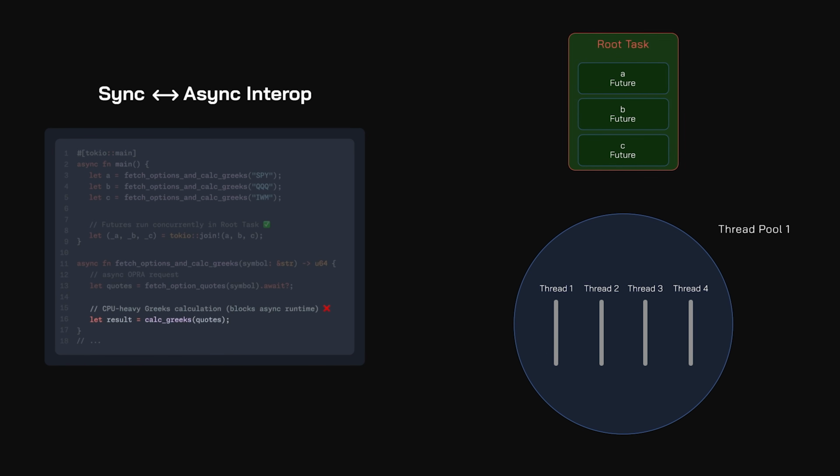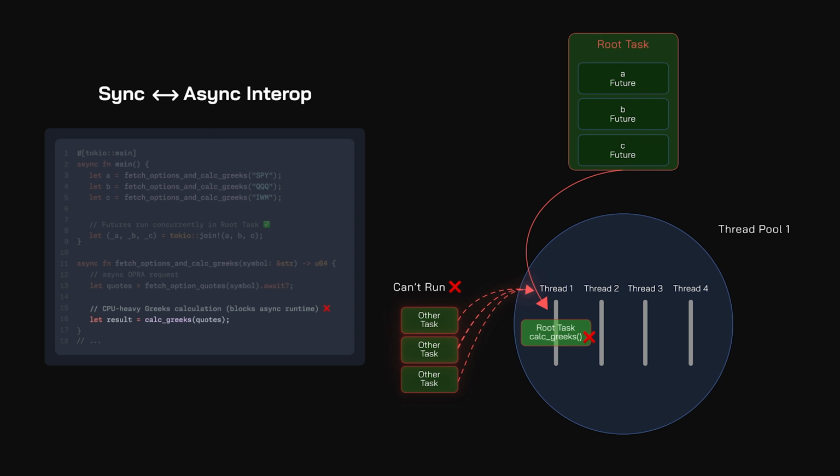We have our root task, which is driving futures A, B, and C to completion. The root task moves onto worker thread 1 and starts executing. But eventually, those futures hit calc Greeks, a heavy CPU computation. And here's the problem. This work doesn't yield. It doesn't hit await. It just keeps the CPU busy until it finishes. So the root task gets stuck on thread 1 the entire time. That means the runtime can't schedule other tasks on thread 1 while the CPU computation is running.